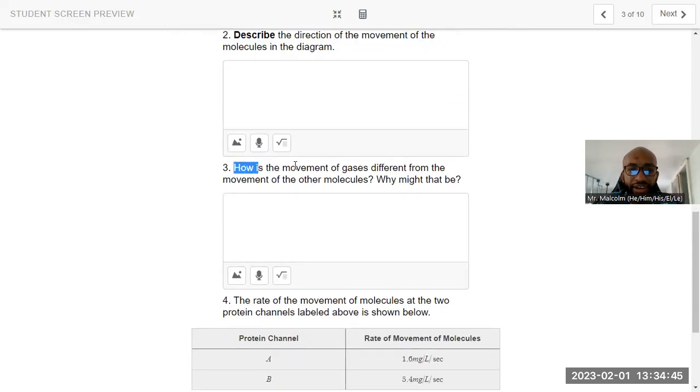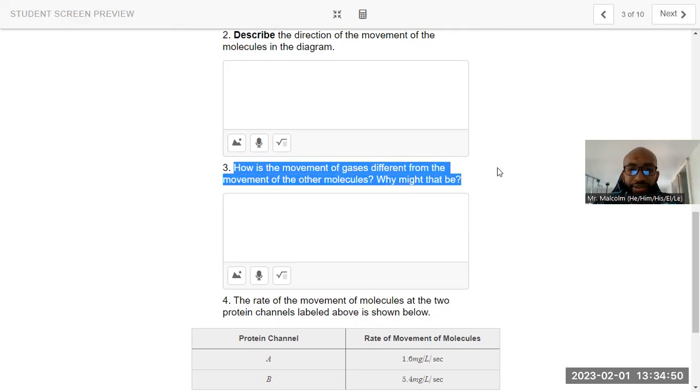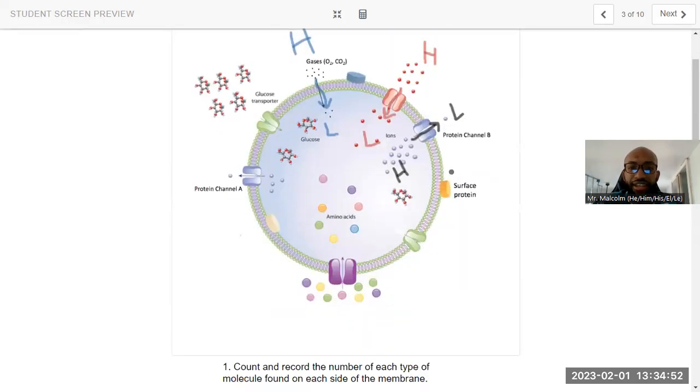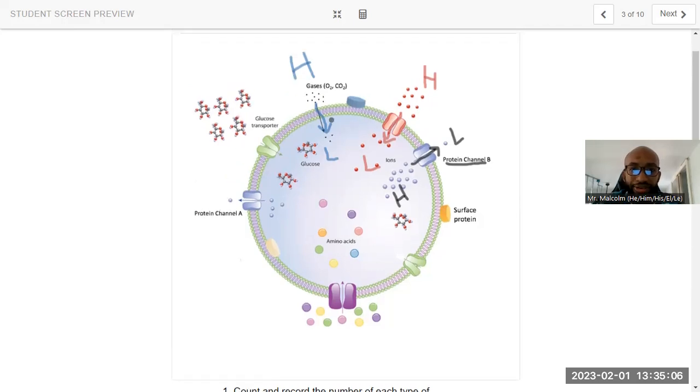Question 3 here, how is the movement of gases different from the movement of the other molecules? So you'll notice that pretty much all the other molecules, they can only come into the cell through these protein channels here, protein channels. However, the gas, on the other hand, there is no channel for it to go, but it somehow gets in there. How does the gas get in there?